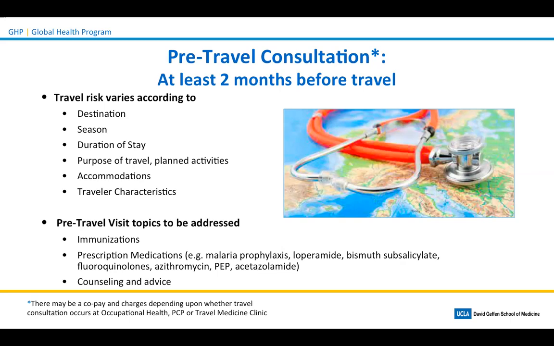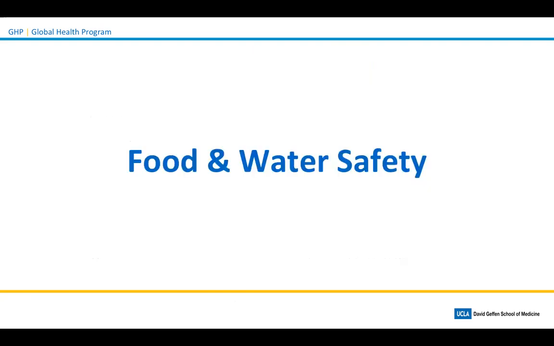Travel risk varies according to destination, season, duration of stay, the purpose of your travel and what you plan to do once there, accommodations, and of course you and your characteristics and any underlying medical illnesses you may have. Pre-travel visit topics to be addressed include immunizations, prescription medications, and of course counseling and advice.